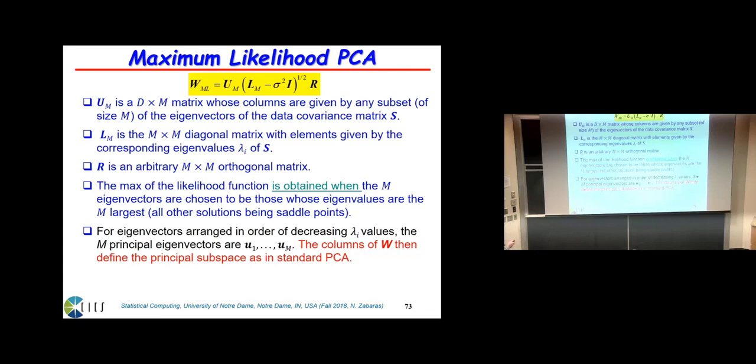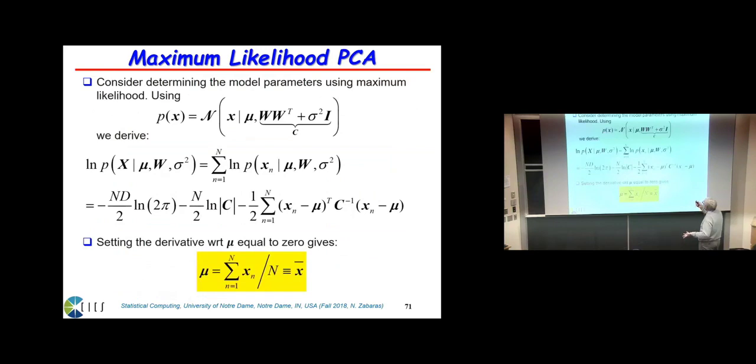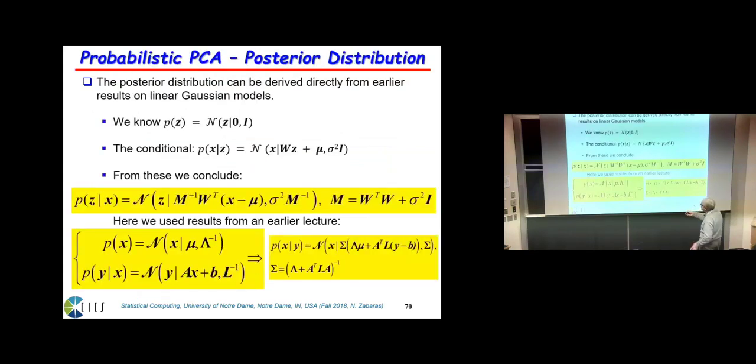Lm is an m by m diagonal matrix that consists of the m largest eigenvalues of the sample covariance matrix. And R is an arbitrary rotation, because you can only compute W up to a rotation. So effectively, it seems that PCA is there. The only difference is that it's not probabilistic. I mean, we computed W, but effectively we have a probabilistic model.